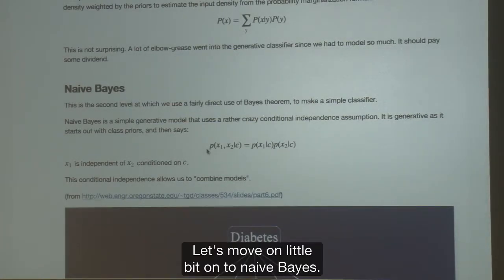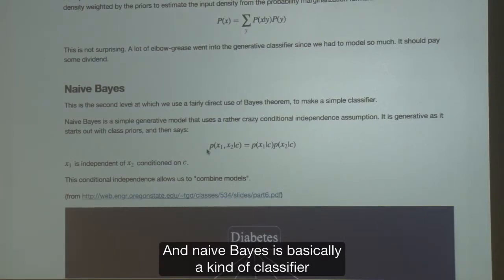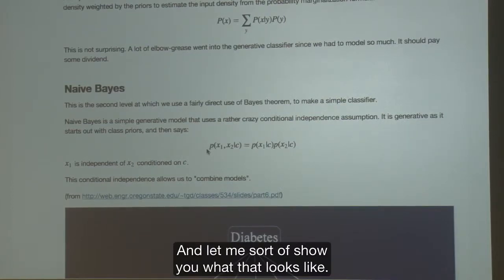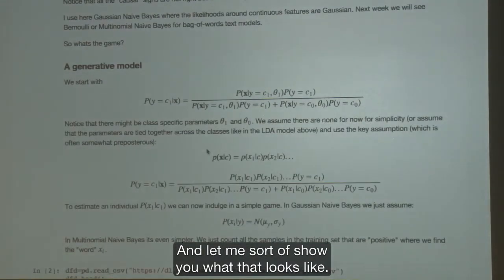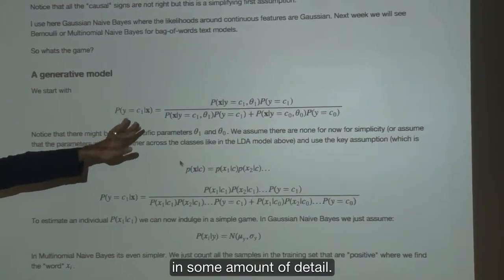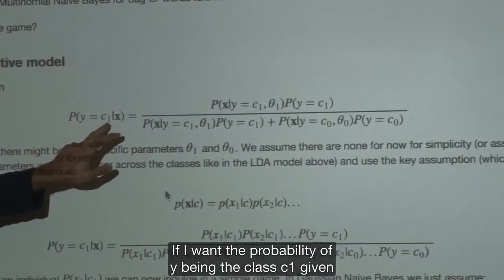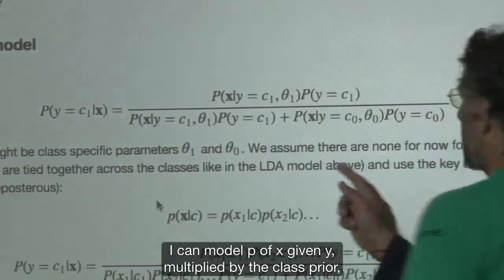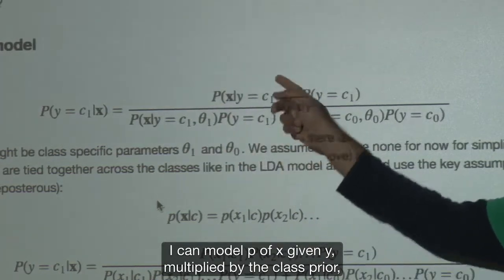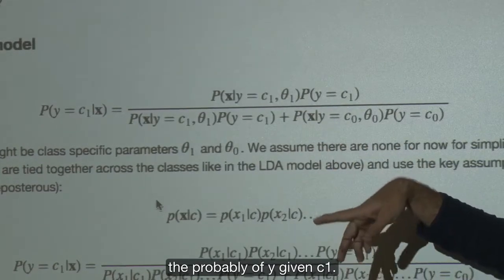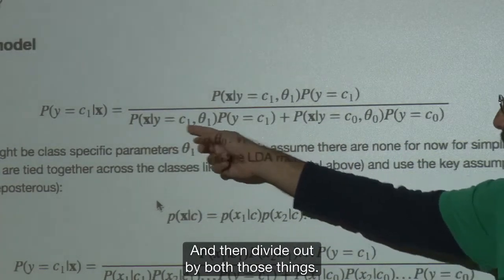Let's move on a little bit to naive Bayes. Naive Bayes is basically a kind of classifier which directly uses Bayes' theorem to make very, very simple classifications. Let me show you what that looks like. Here are the probabilities written out in some amount of detail. If I want the probability of y being the class C1 given x, in the generative scheme of things, I can model P of x given y, multiplied by the class prior, the probability of y given C1, and then divide out by both those things.